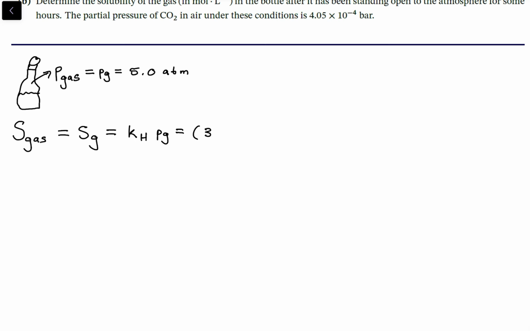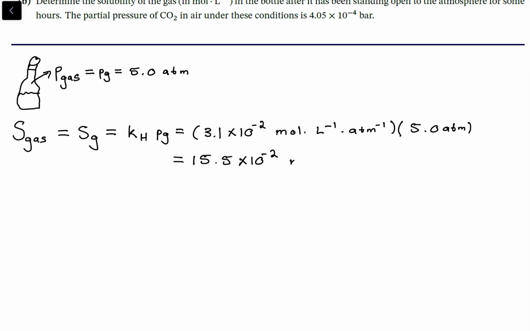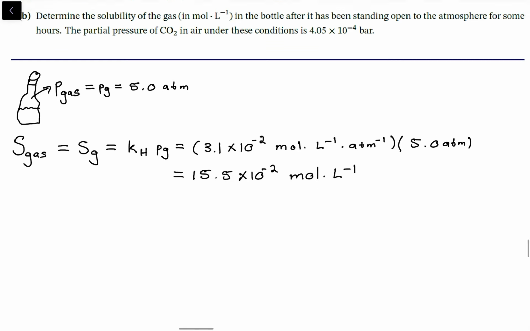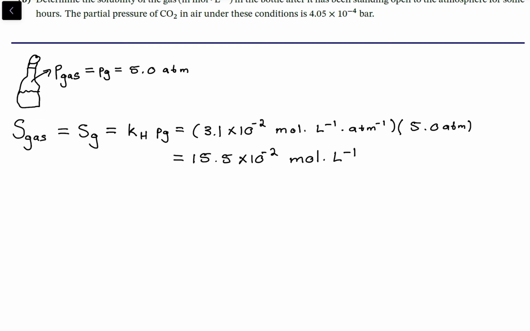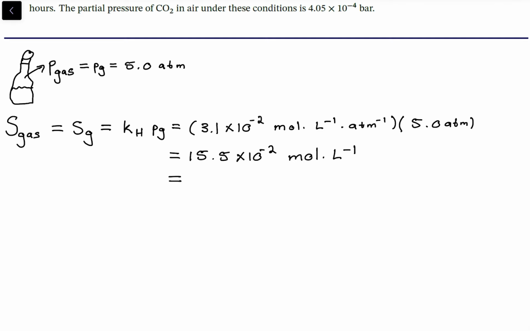As simple as that. So that's 3.1 multiplied by 10 to the minus 2 mole per liter per atmosphere, and the pressure of the gas is 5.0 atmosphere. That gives us a value of 15.5 times 10 to the minus 2 mole per liter. Let me just check: two significant figures, so we can round it to 16. So 16 times 10 to the minus 2 mole per liter.